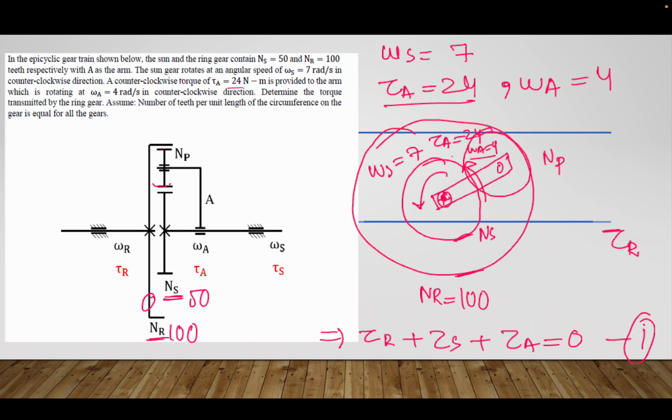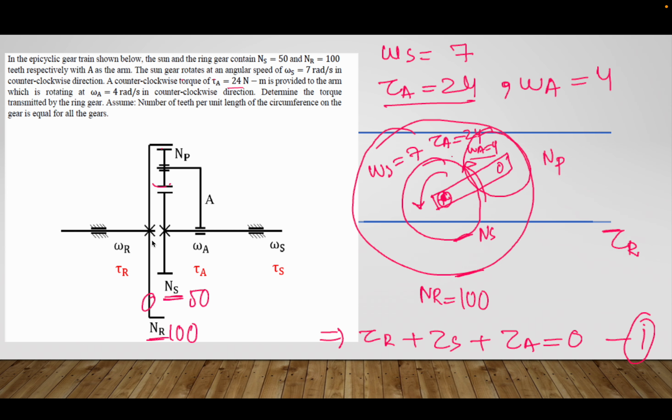The sun gear rotates at an angular speed of omega s equal to 7 radian per second in the counterclockwise direction. A counterclockwise torque of tau a equal to 24 is provided to the arm, which is rotating at omega a equal to 4 radian per second in the counterclockwise direction. Determine the torque transmitted by the ring gear. Assume the number of teeth per unit length of the circumference is equal for all gears.